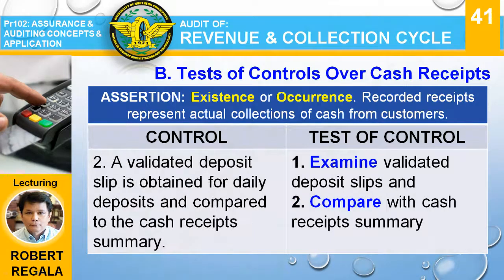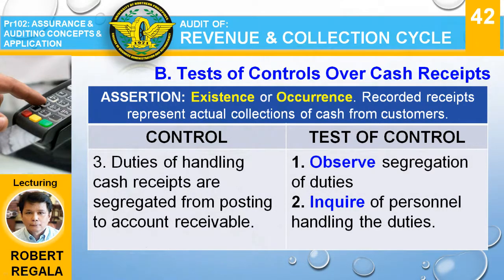Slide 41. The second control is described as a validated deposit slip is obtained for daily deposits and compared to the cash receipts summary. To test this control over the assertions, the auditor obtains copies of the validated deposit slips and compares them to the cash receipts summary.